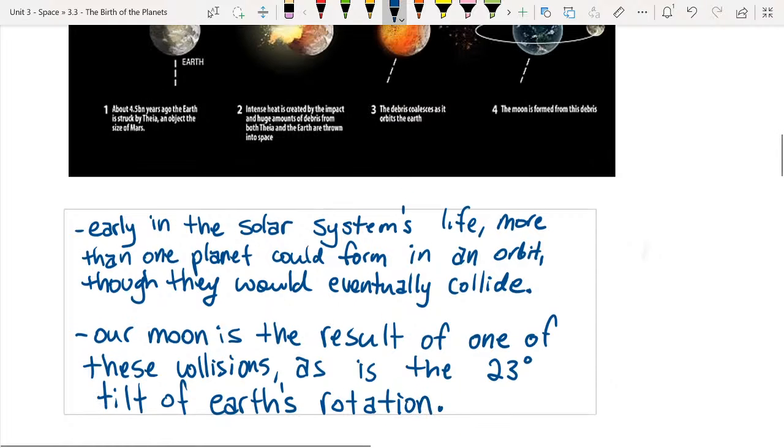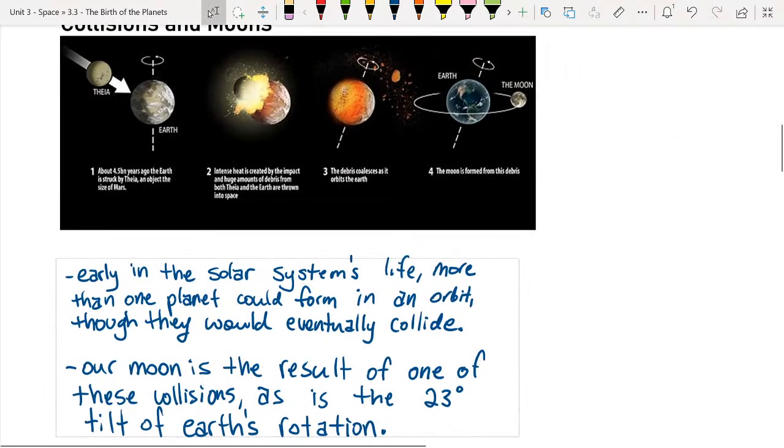As is that 23-degree tilt of the Earth's rotation. So the Earth used to rotate on the exact same axis that it moved on. And after collision with Theia, the Earth still moves on this axis, but now instead of moving straight up like that, it has been offset by 23 degrees. You don't have to draw that in.